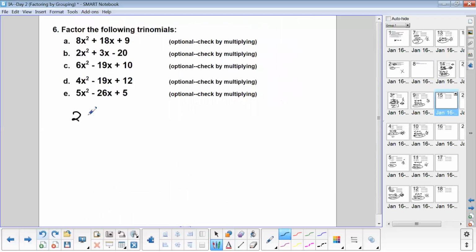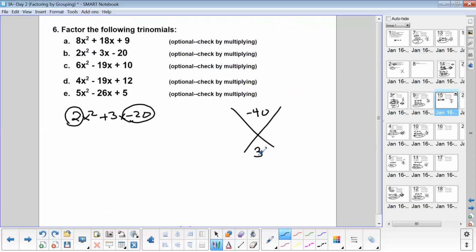Second example, 2x squared plus 3x minus 20. You always want to check, can I divide 2 by every term? And the answer is no. So I'm going to take A, and I'm going to take C, and that's 2 times a negative 20, and that's negative 40.